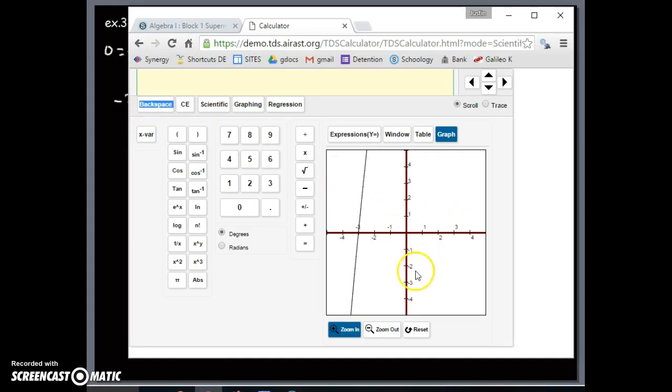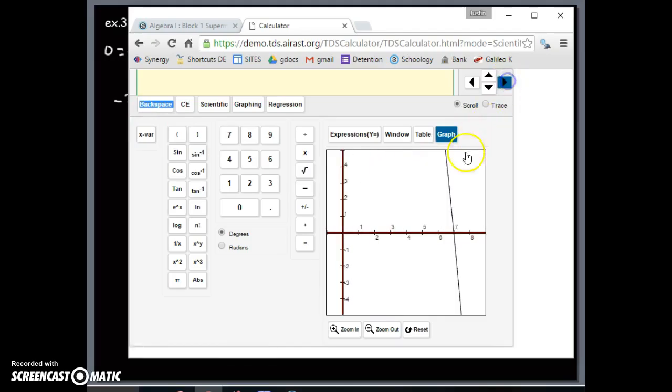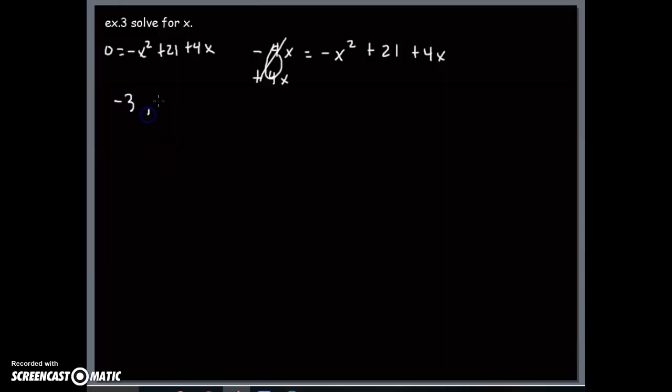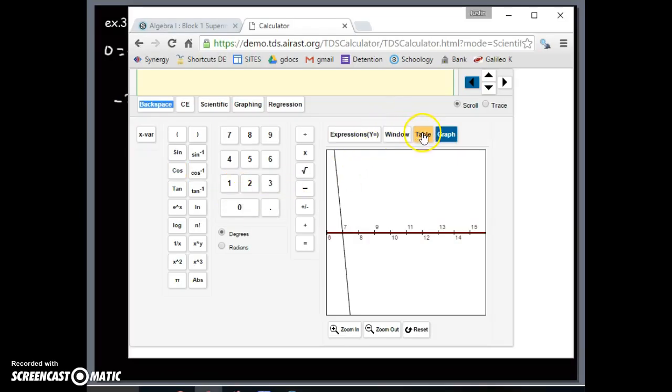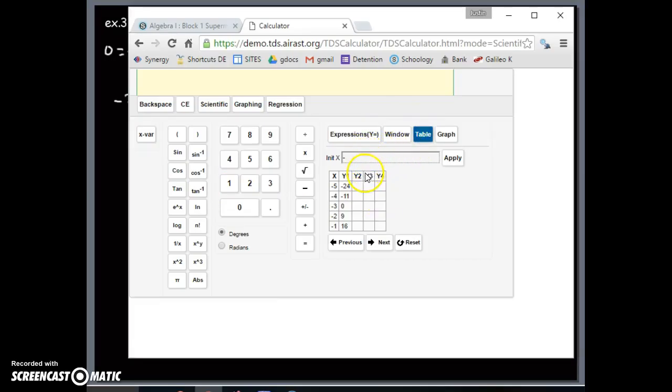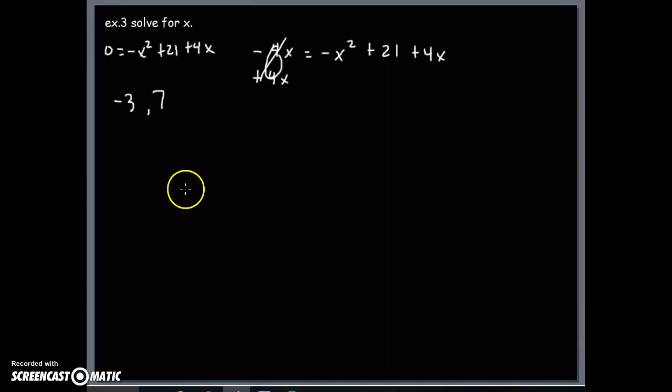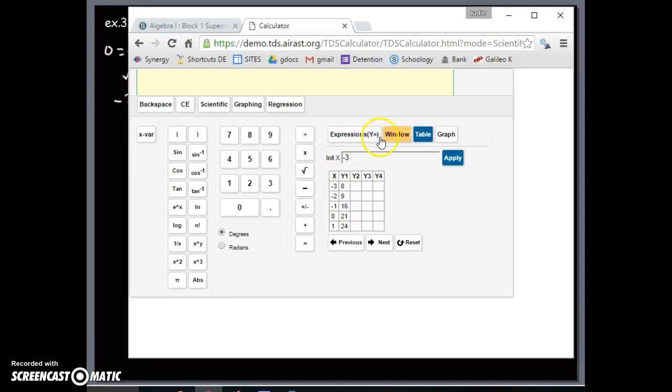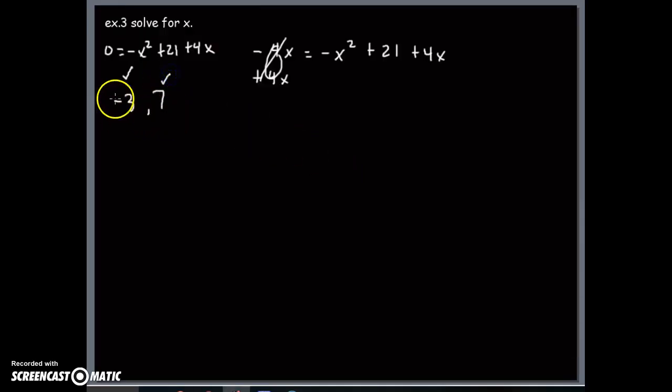I'm going to have to verify. And then our other solution, we're going to go to the right a little bit, and it looks like this solution here is 7. So it looks like these are our two solutions, but I'm going to verify in the table. So first I'm going to type in -3, hit apply, and I'm looking to make sure that the y value is 0, because that's going to be the x-intercept, and it is. So this one checks out. Now let's check 7. And 7, 0, 7 also checks out. So we know our solution in numeric order is -3 and 7.